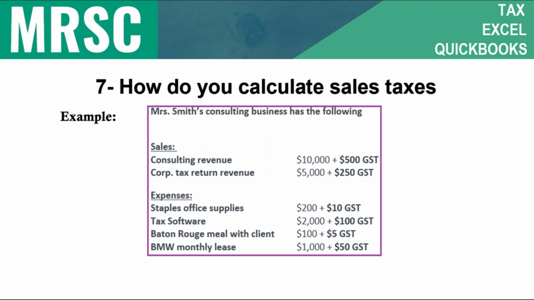To clarify what I was saying in the previous slides, let's use an example. Let's assume that Ms. Smith has a consulting business and she generates different types of sales. She generates $10,000 from consulting revenue, which equates to $500 of GST, 5% on the 10,000. She also has corporate tax return revenue of 5,000, which equates to $250 of GST. And she has the expenses that have been detailed further below. Staples office supplies, $200 worth. Tax software, $2,000 worth, a Baton Rouge meal with a client for $100, and she has her monthly BMW lease of $1,000.